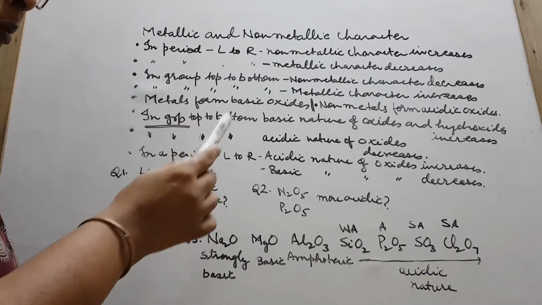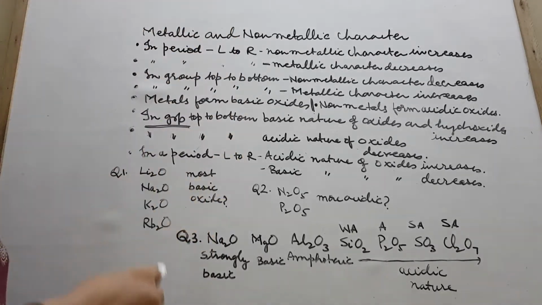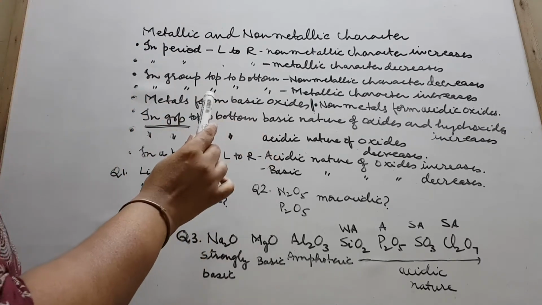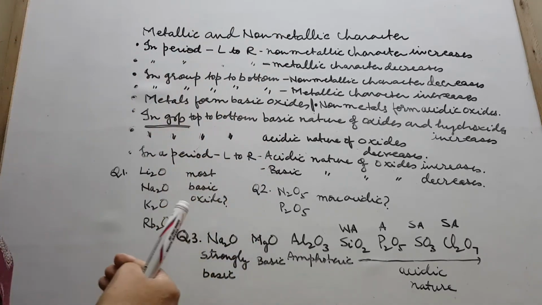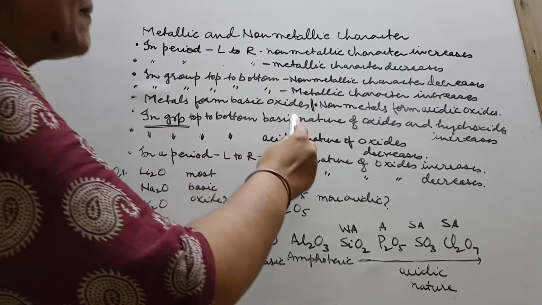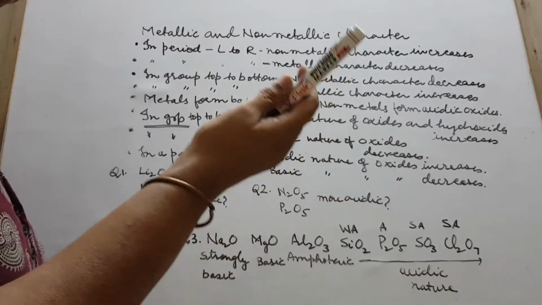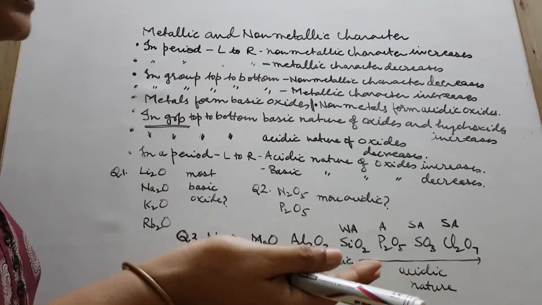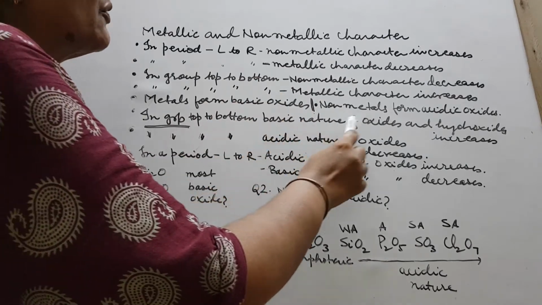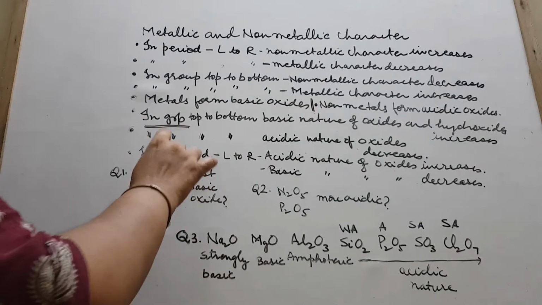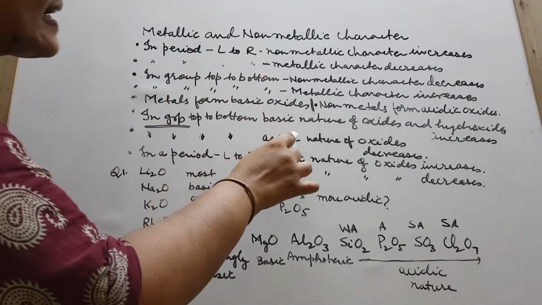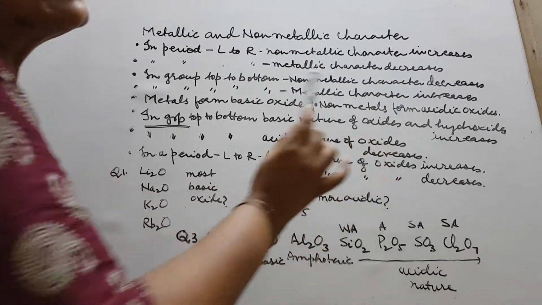I repeat, top to bottom in a group, metallic character increases. One point. Second, we know metals form basic oxides. So when metallic character is increasing, the oxides formed by them will be more and more basic in nature. So in a group top to bottom, basic nature of oxides increases, and oxides plus water make hydroxides. So the point is, the basic nature of oxides and hydroxides increases. Right? Then in a group top to bottom, acidic nature of oxides decreases.